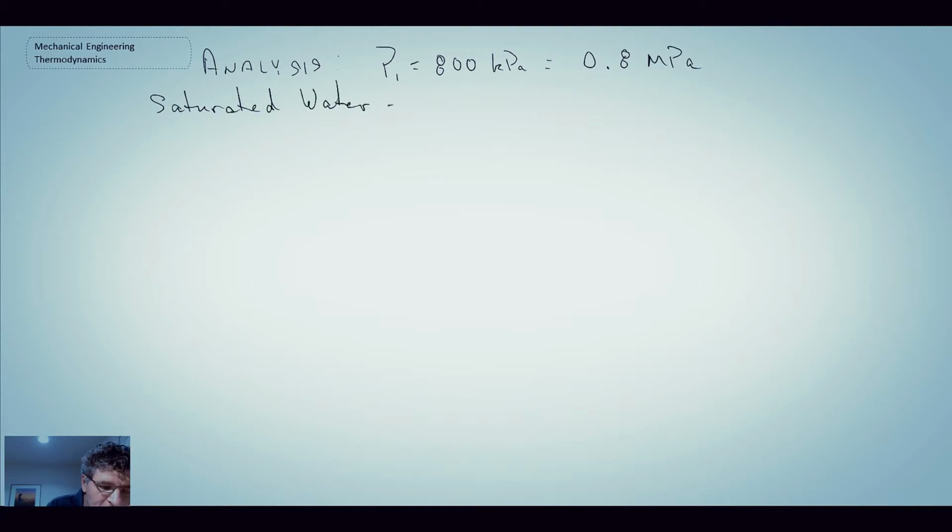And the reason for that is we know the pressure. We don't know the temperature, we know the pressure. And so if we look there for a pressure of 800 kPa, we will find a value, and it turns out there's a saturation temperature. So from the table we can determine that the saturation temperature is 170.41 degrees C. So that's one piece of information we have.